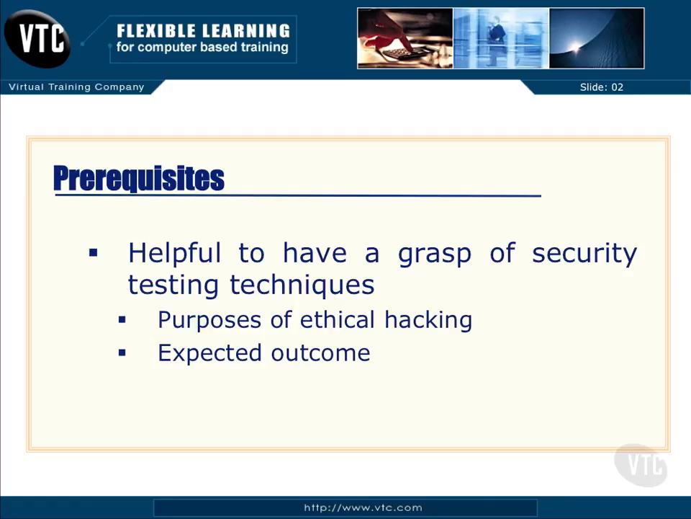You should have an idea of what the expected outcome is. So an expected outcome would be to be able to either not get in at all despite exhaustive efforts, or if you do get in, you need to be able to document exactly what it is you've done in order to prepare the owner of the system or the network for how they can remediate the particular vulnerability that you've turned up.